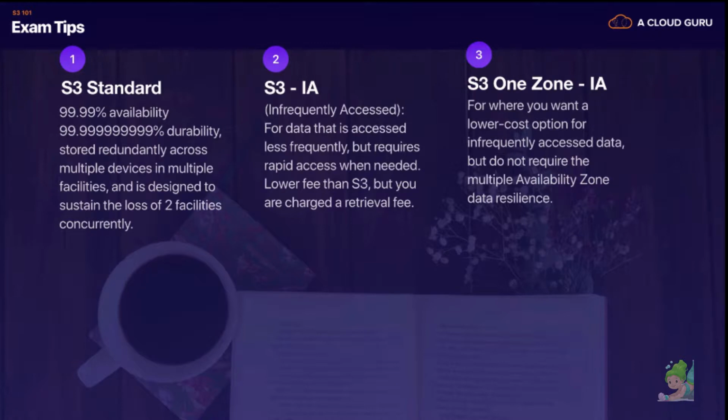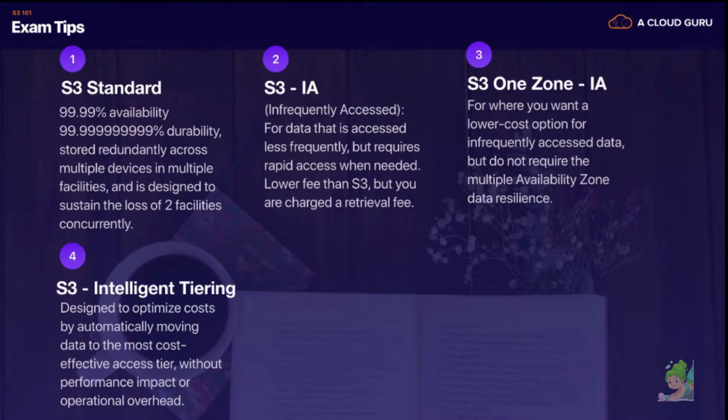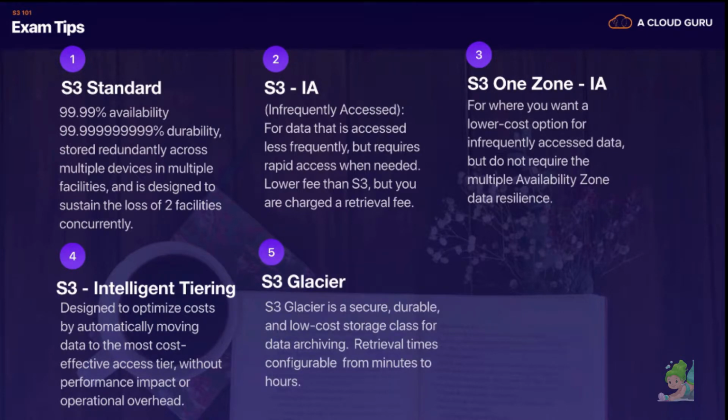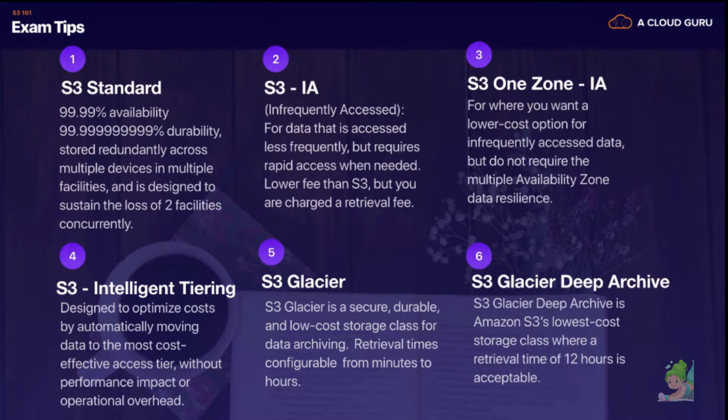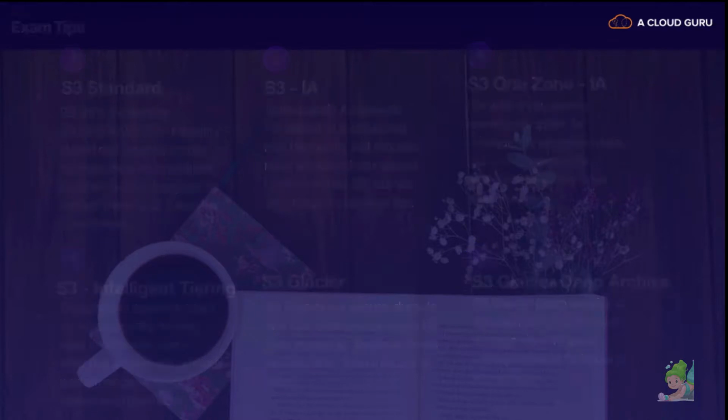We then have S3 one zone infrequently accessed. This is what's only going to be in one availability zone, so you have to plan for that, but it is a much lower cost. S3 intelligent tiering uses machine learning to move your objects around depending on how often you use them. S3 Glacier is for data archival, and you can configure your retrieval time from minutes to hours. And then we have S3 Glacier Deep Archive, and this is basically Amazon's lowest cost storage class, but you will have a retrieval time of 12 hours.